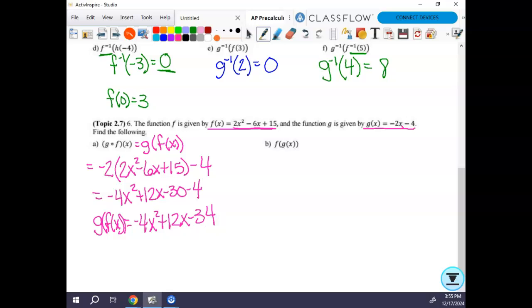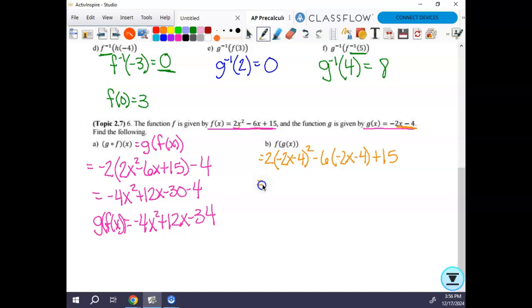Alrighty, then I'm going to do it the other way. f of g of x. So this is going to get substituted in everywhere I see an x there. So this is going to be 2, and then -2x minus 4 squared minus 6 times -2x minus 4, excuse me, plus 15.